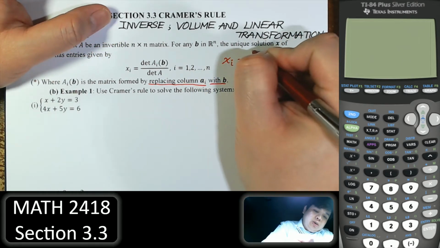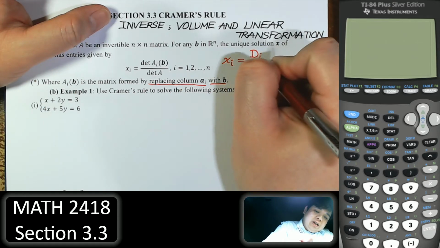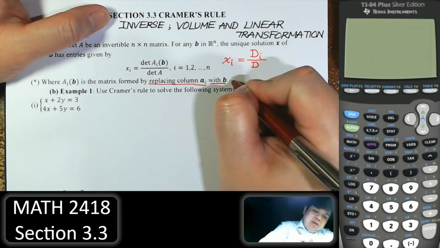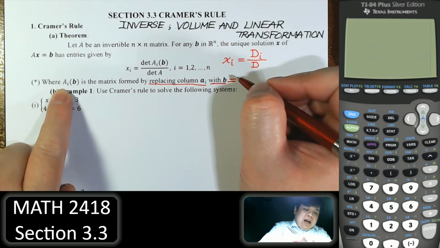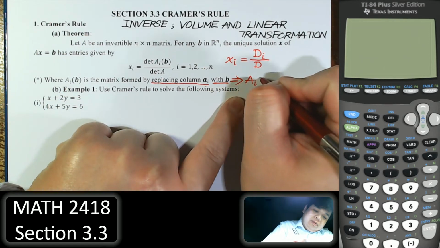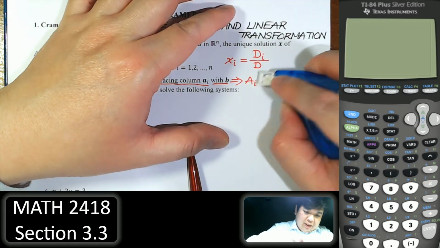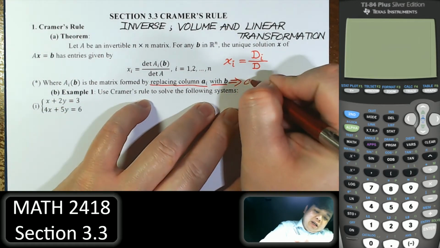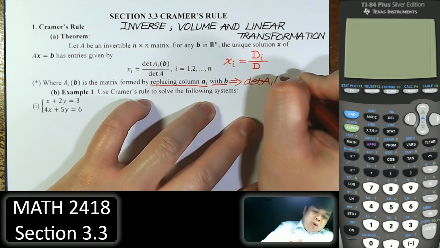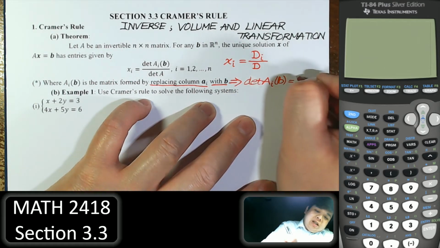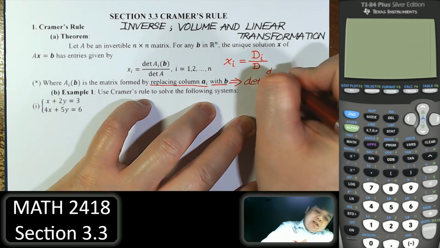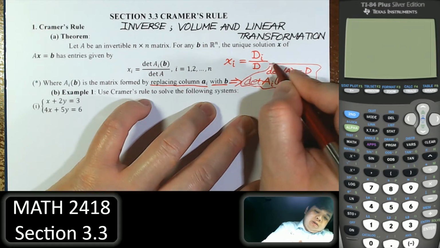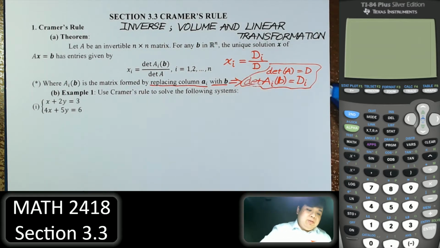So now I can say x_i is equal to D_i over D, because it's the same formula, but this time we define the determinant of A_i(b) as just D_i, and we replace the determinant of A by just D. Now if we use those two, then Cramer's rule is a lot more compact, right?